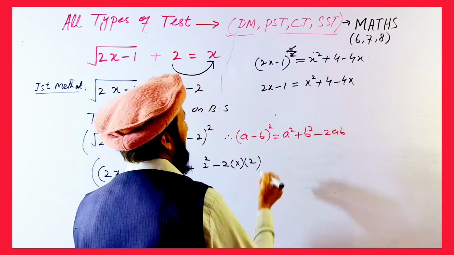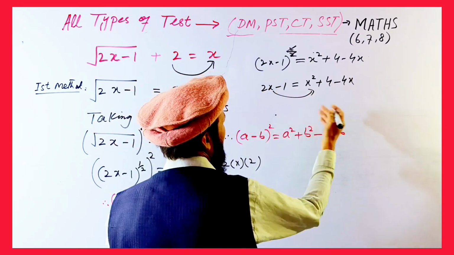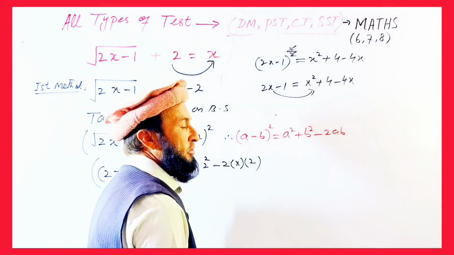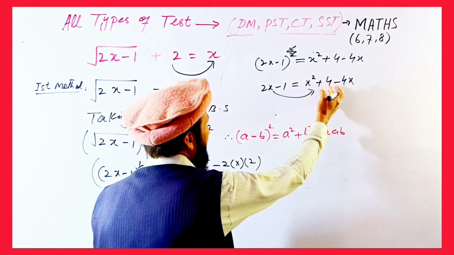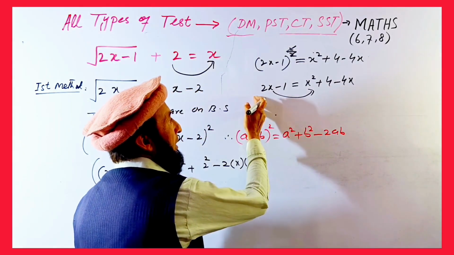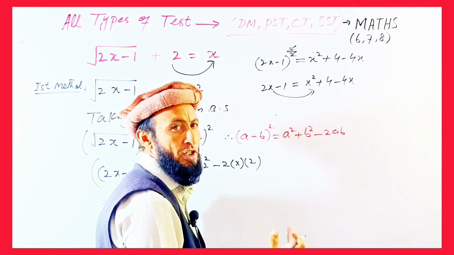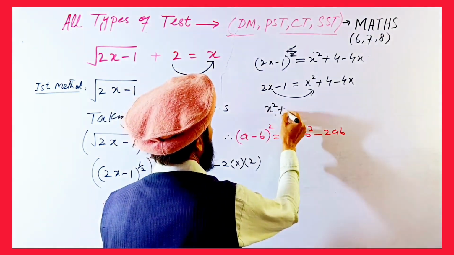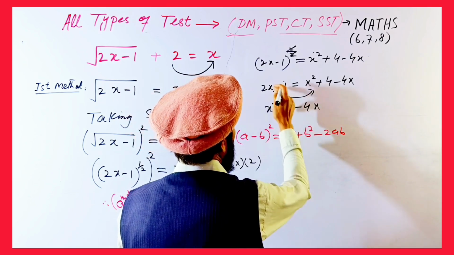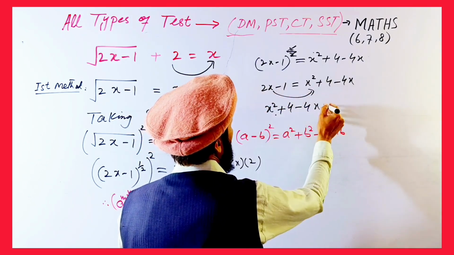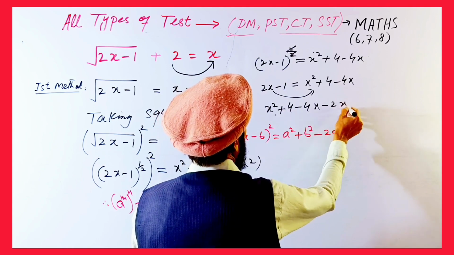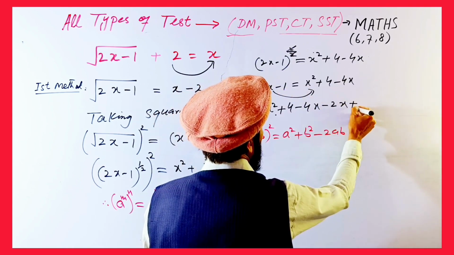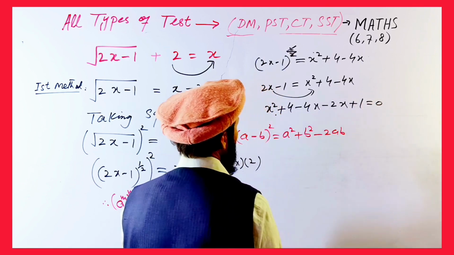Now we arrange the terms. This side is completely changed to the right side, so their signs are also changed. You can also change the right side to the left side; the method is the same, the answer will be the same. So x square plus 4 minus 4x: here positive becomes negative, and minus 1 becomes positive, equal to 0.